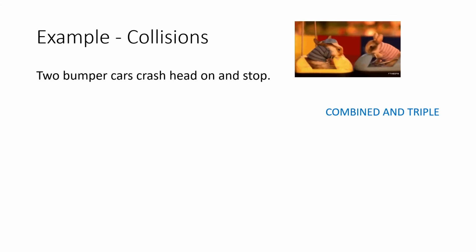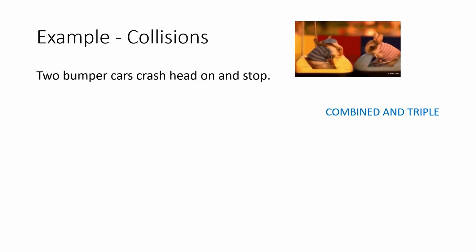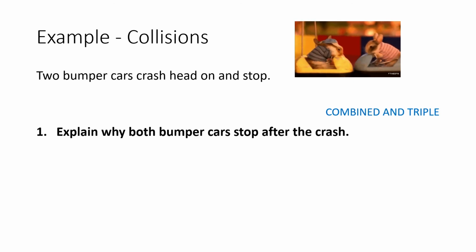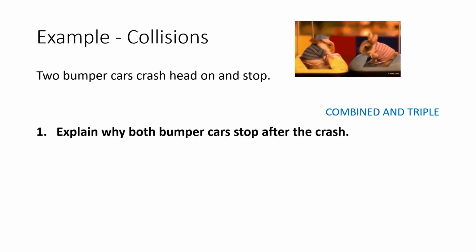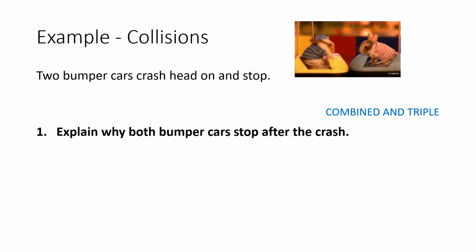Another type of collision is one that is head-on, for example these two bumper cars, and this type of question is in combined and triple science. So the two bumper cars crash head-on and stop. Explain why both bumper cars stop after the crash. There isn't a calculation here, it's just working out and explaining why they would come to a stop.